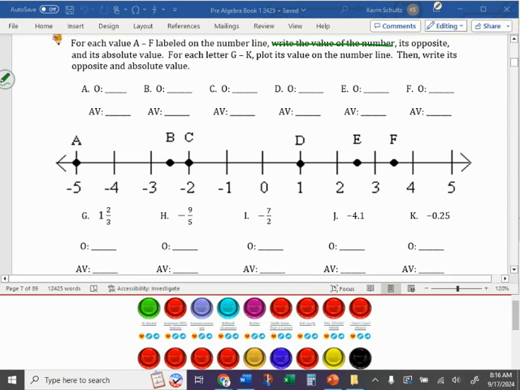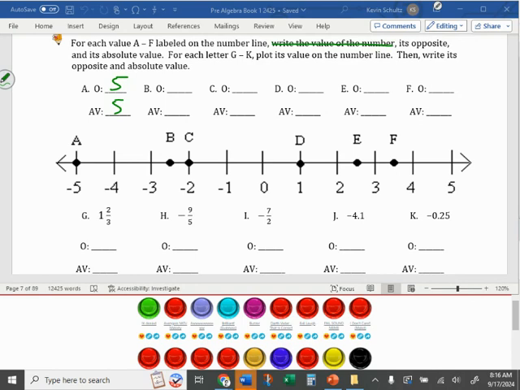But letter A, okay? Letter A is right here at -5, right? What's the opposite of -5? Positive 5. Right? Because positive 5 is the same distance away from 0 on the other side. What is the absolute value of negative 5? Also positive 5, because it is 5 numbers away from 0. Letter B. What value does letter B represent?